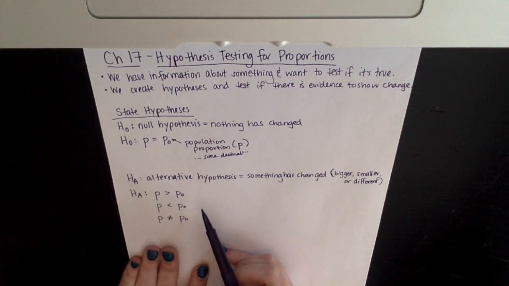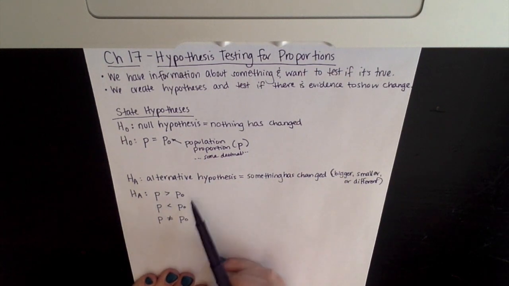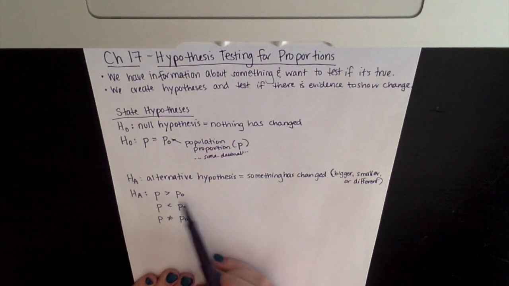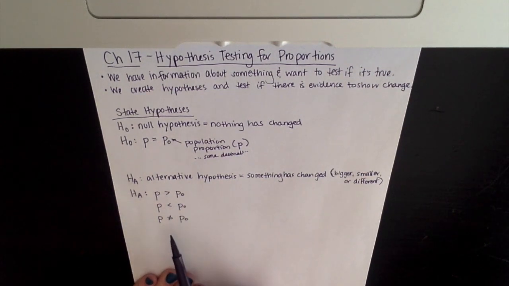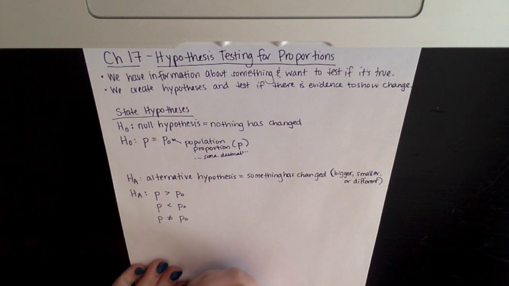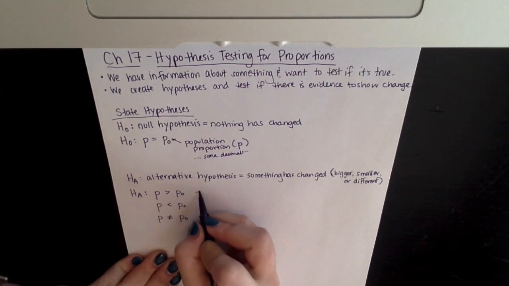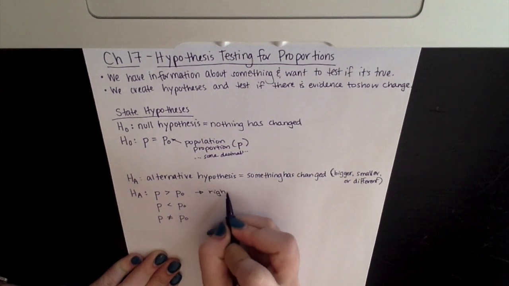In the context of the problem, we're usually given information to make this choice. The problem is asking, do we think our sample is actually greater than what the population said? Or we're not sure, we just think something has changed. There's always some language in the problem that helps us determine which sign is on our alternative hypothesis.